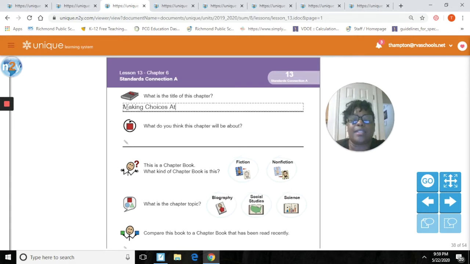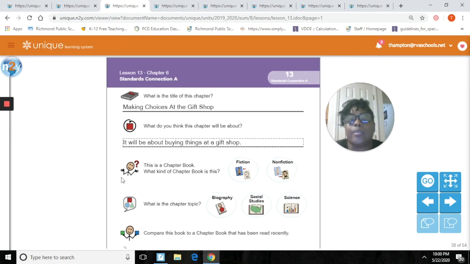Making Choices at the Gift Shop. All right. What do you think this chapter will be about? I think it will be about buying things at a gift shop. Okay, could be. We have to read and find out, right?